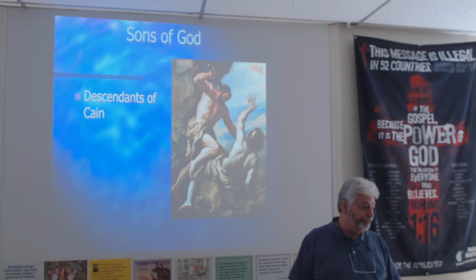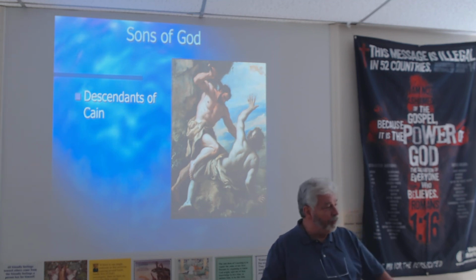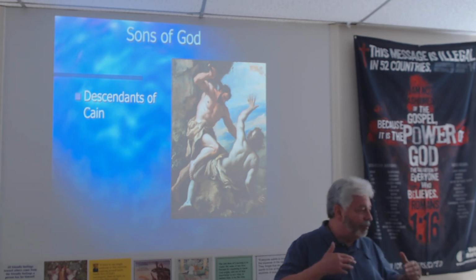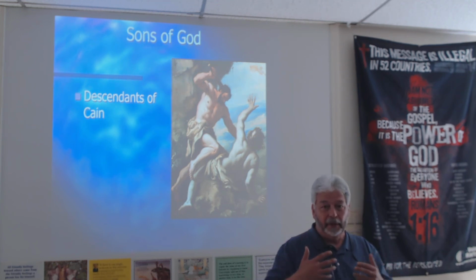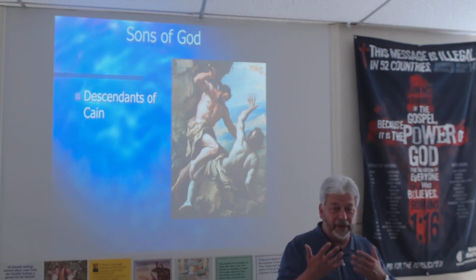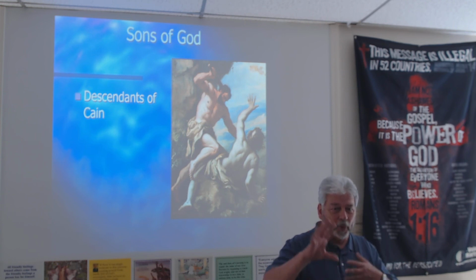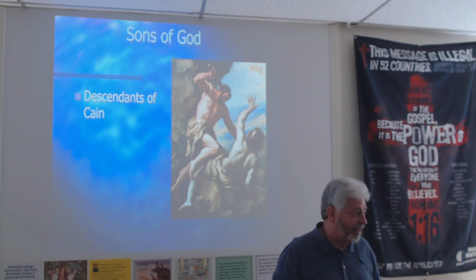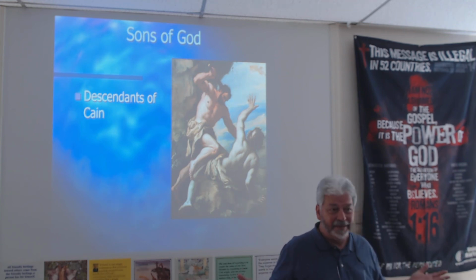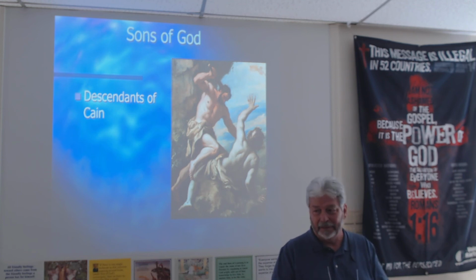The other thing is, wouldn't you think that if this is a matter of being unequally yoked with an unbeliever kind of thing, and it was descendants of Cain and descendants of Seth, that somewhere in the context there would be something about the descendants of Cain and the descendants of Seth? But there's not. There's nothing there that indicates this.